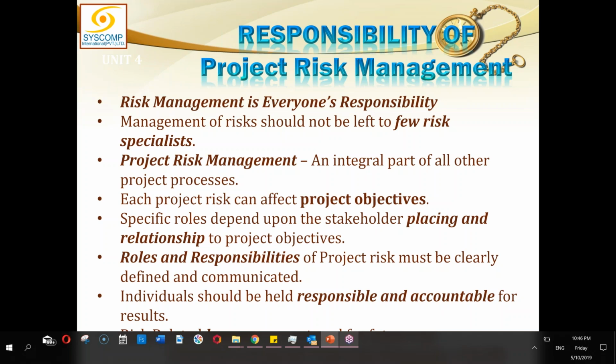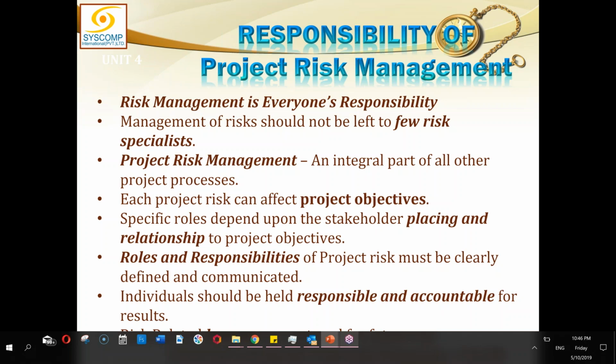And not only that, we will assign certain roles to these people. What will they do as a response to that specific risk? So management of risk should not be left to a few risk specialists, that this is the job of the project manager or the risk manager, and we don't have to bother about it. Everybody has to bother about it.